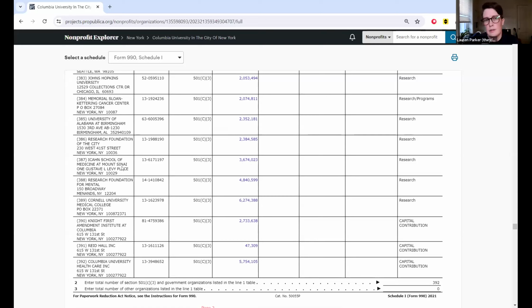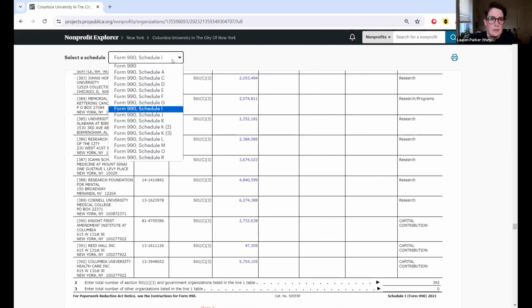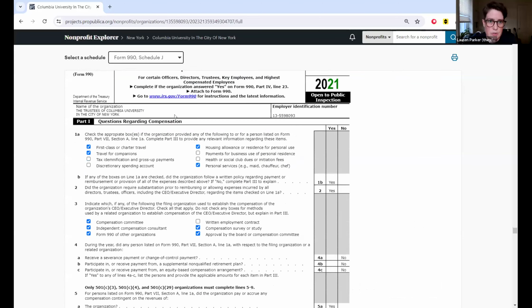If you think that you know of a separate entity that's being funded by Columbia and you think they might be in the list, you can always do a Control F and search for the name of that grantee in this list, see if they come up. That's always helpful to know. Okay, so that's grants. Let's jump to one other schedule and then hop out of the Form 990. We're going to go to Schedule J.